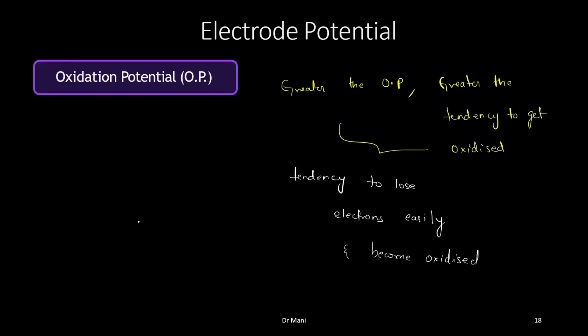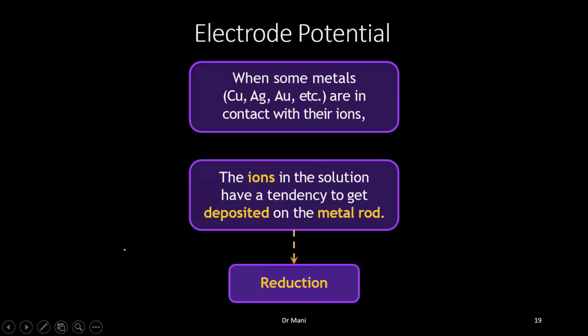Clear? So see here how this will happen. Zn, which is in solid state, will convert into Zn plus 2, which is in aqueous state, plus 2e minus. This is the Zn or Zn plus 2 electrode. Now, electrode potential: when some metals like copper, Ag meaning silver, Au meaning gold, are in contact with their ions.